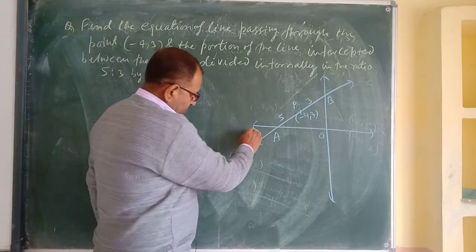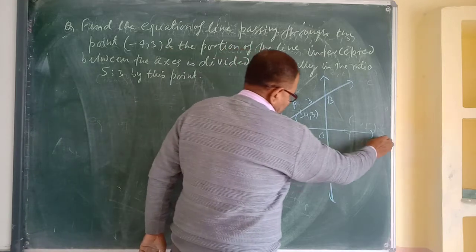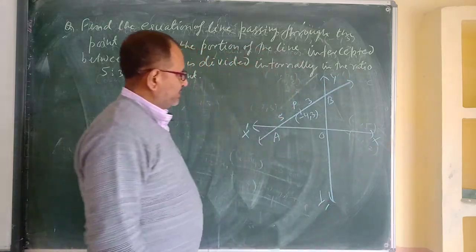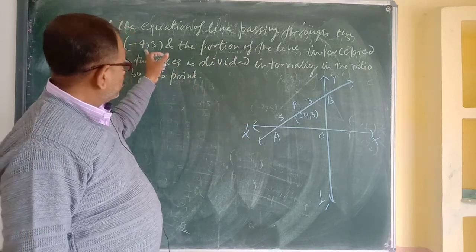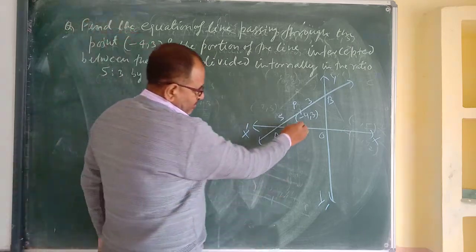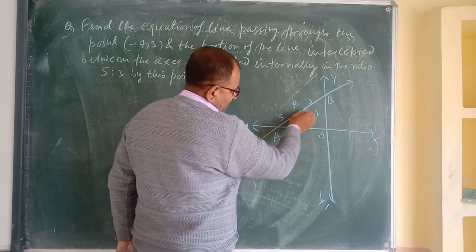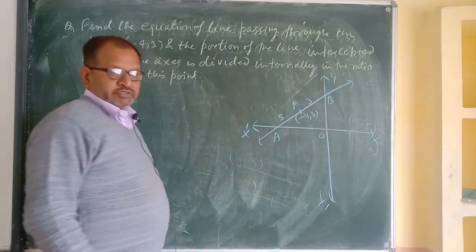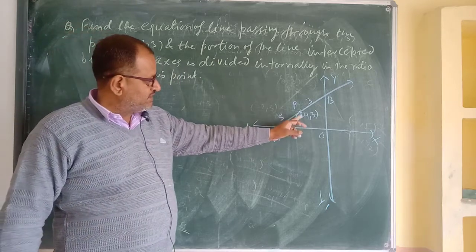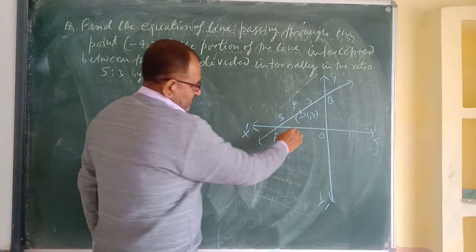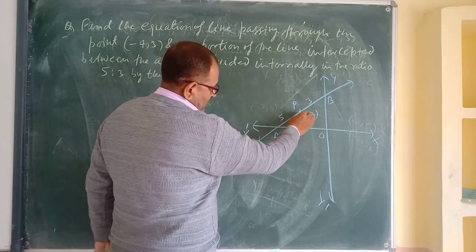So we have taken the x-axis and y-axis. See the figure. The line passes through (minus 4, 3), and (minus 4, 3) lies in the second quadrant. So the line will pass like this. Suppose this point is P.